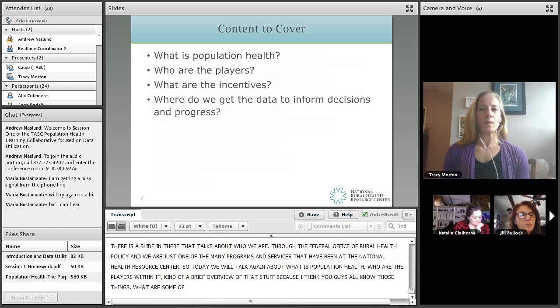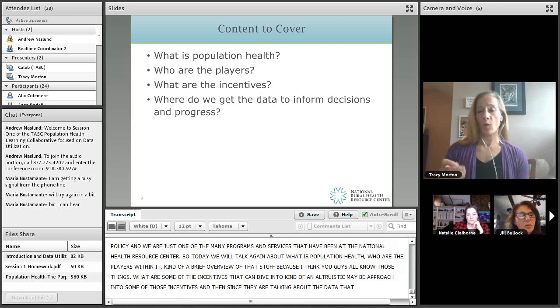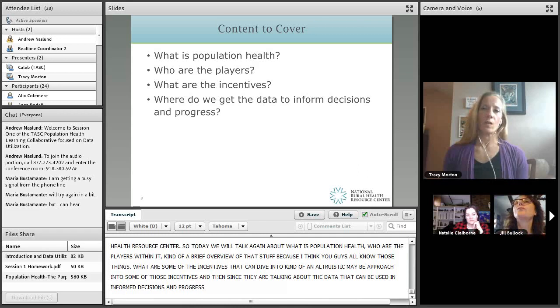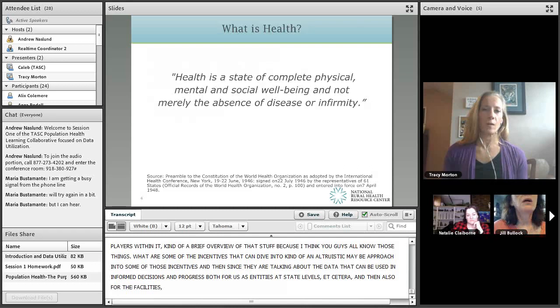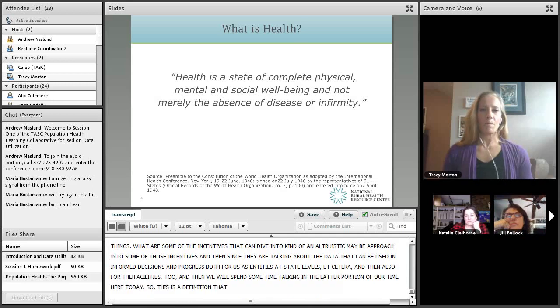So today we'll talk again about what is population health, who are the players within it, and briefly overview that, because I think you all know those things. What are some of the incentives, and a kind of altruistic approach to those incentives, and then sometimes talking about the data that can be used to inform decisions and progress, both for us as entities at state levels, et cetera, and also for the facilities too.